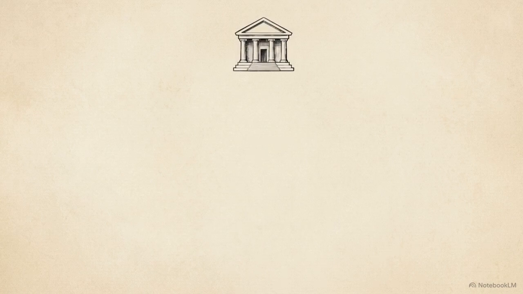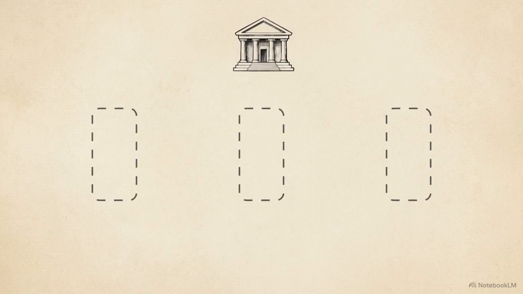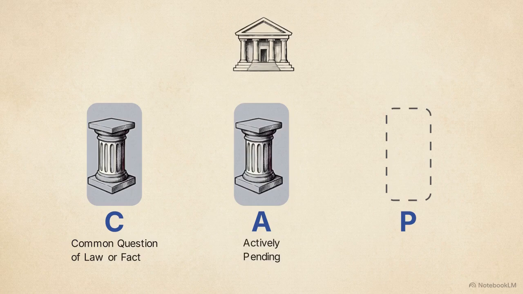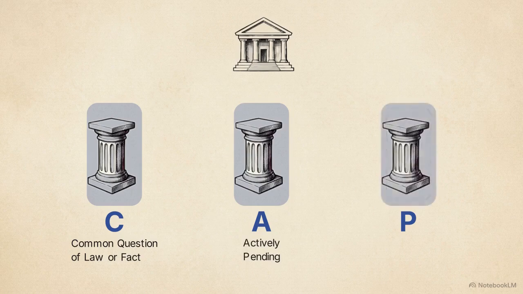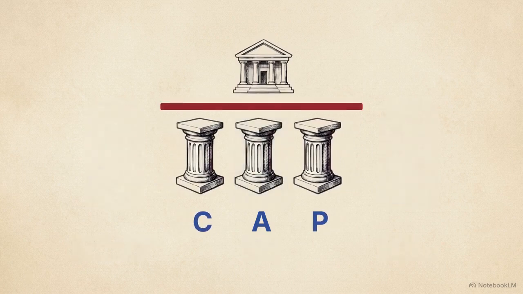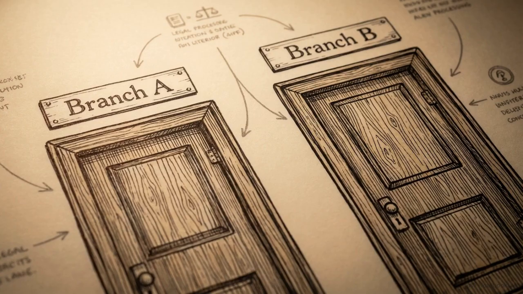To execute a valid consolidation, the court relies on three pillars, represented by the acronym CAP. C stands for Common Questions of Law or Fact, deeply intertwined. A requires the actions are actively pending. P dictates the merger must prevent unnecessary costs or delays. When these related cases are filed in different branches, a strict administrative rule applies.